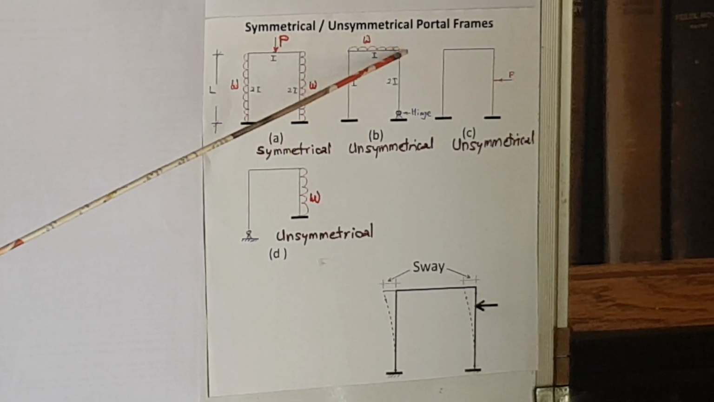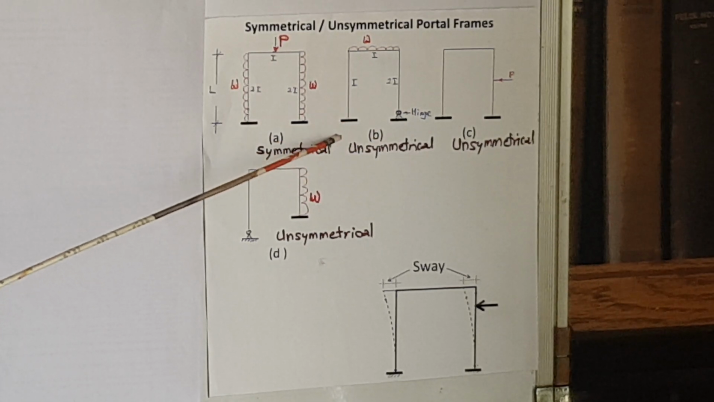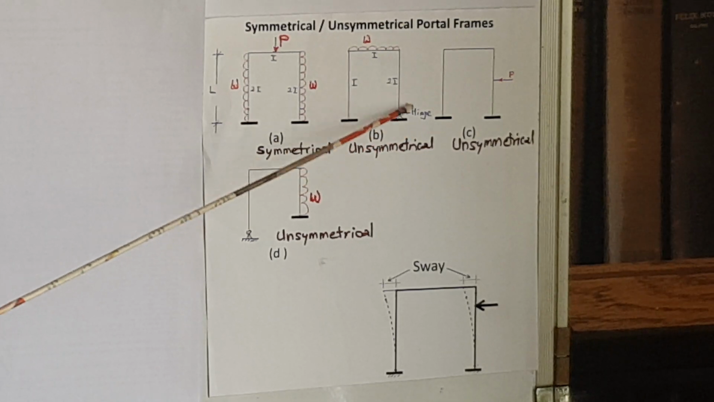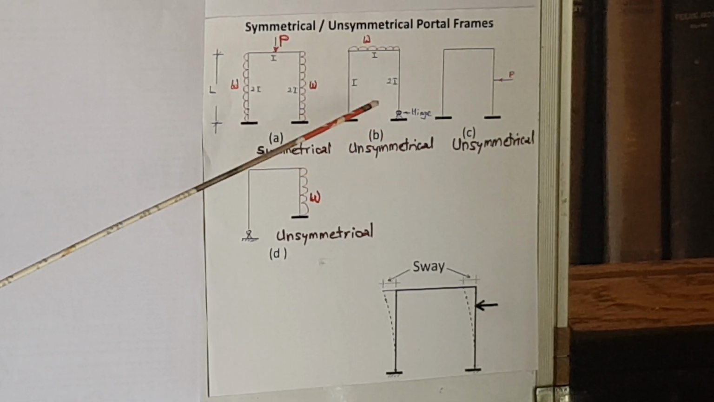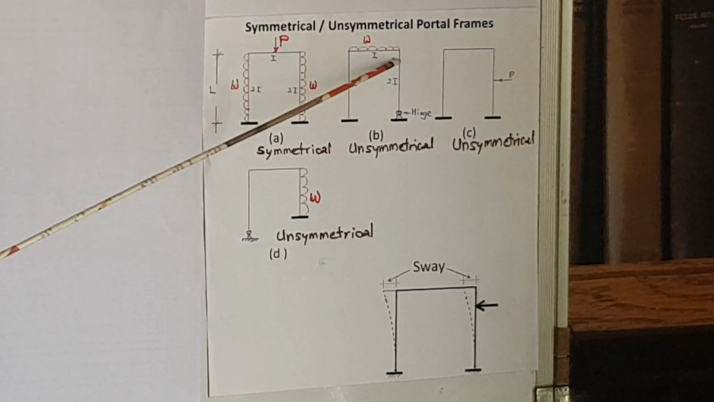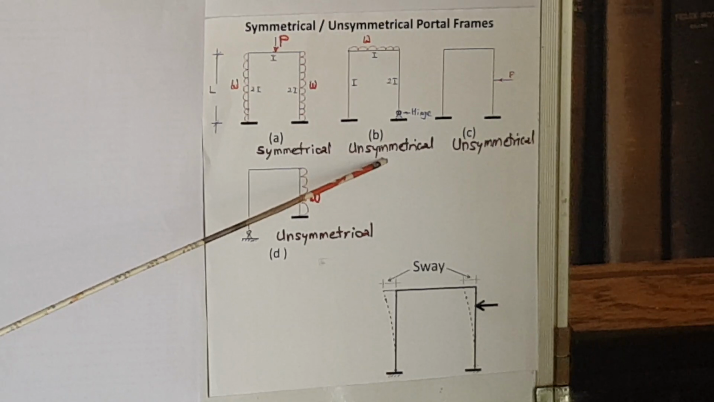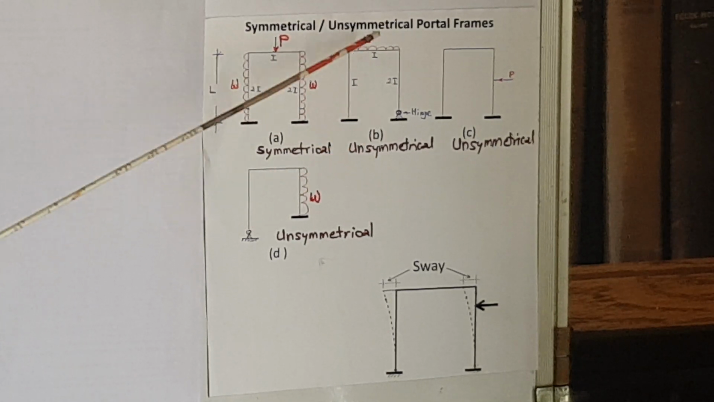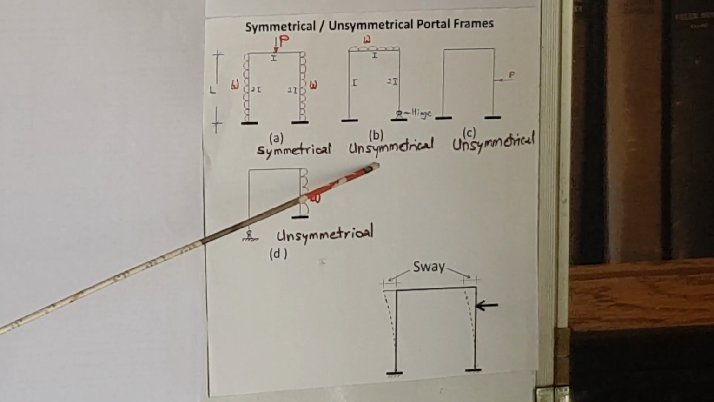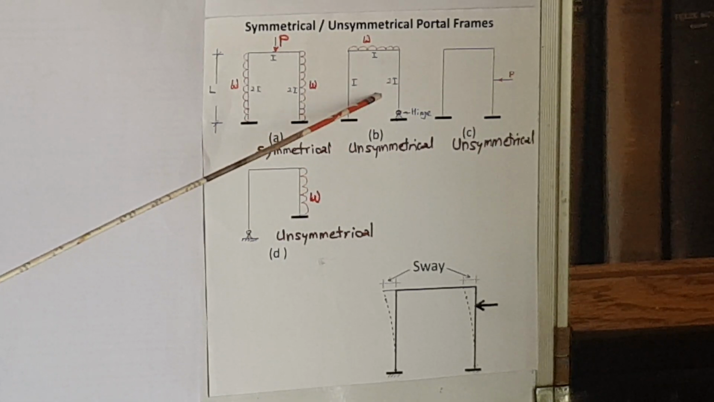Secondly, look at the support conditions. One support, the left support, is a fixed support, whereas there is a hinge at the other support. So it is not symmetrically supported. Then the third thing is loading. There is only one load and it is symmetric. It is only on the beam. So load-wise this frame is symmetric. But we will finally call this frame unsymmetrical because it does not satisfy the first two conditions.